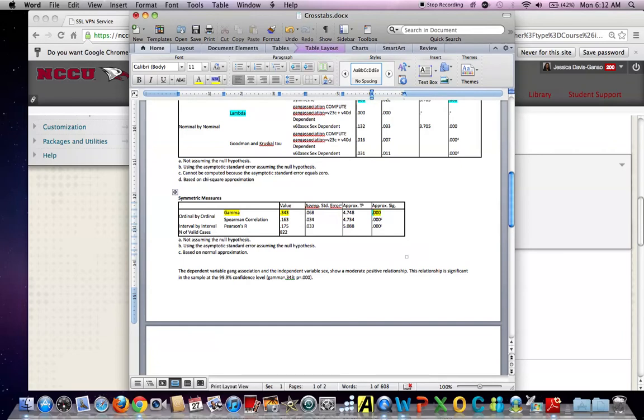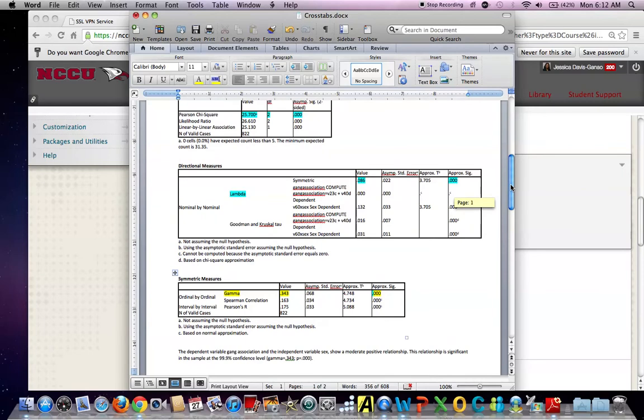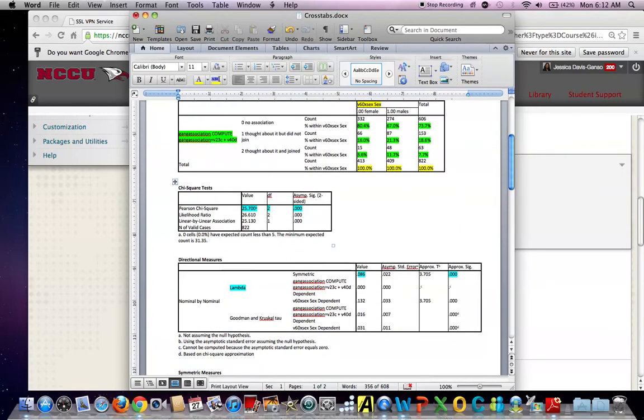In terms of chi-square, this chi-square is the value above here. That's our chi-square value. It's 25.700. Degrees of freedom is equal to 2, and the p-value is equal to 0.000.